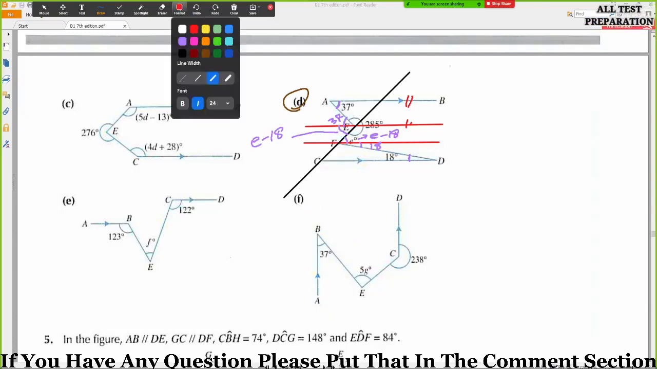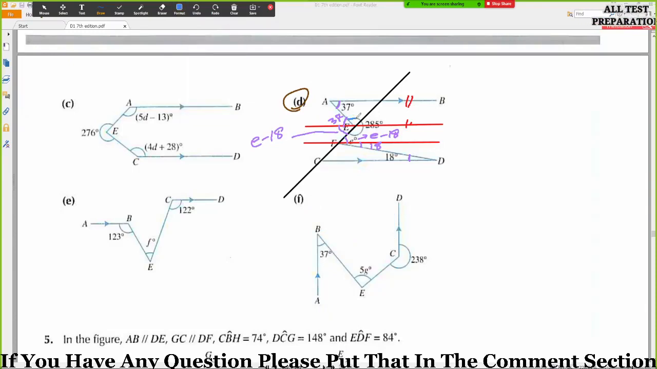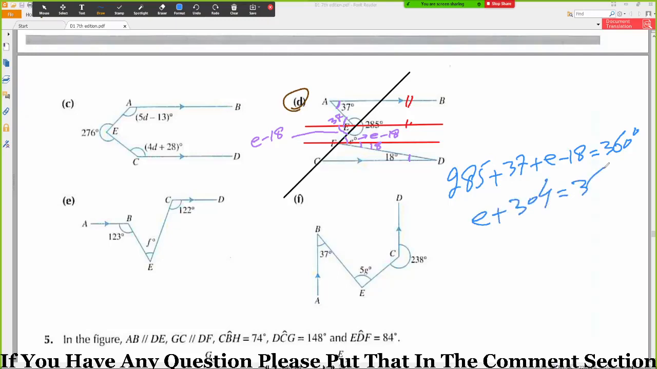ये आपका कंप्लीट एंगल यहाँ पे बन रहा है, सर्कल बन रहा है. So can I write it like this? 285 plus 37 plus E minus 18 is equal to 360 degree. E plus 304 is equal to 360 degree. So E is equal to 360 minus 304. That's equal to 56.